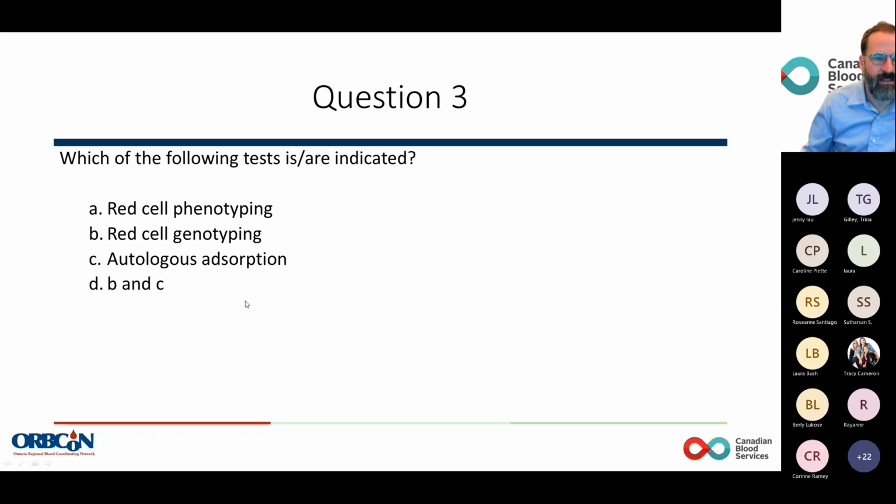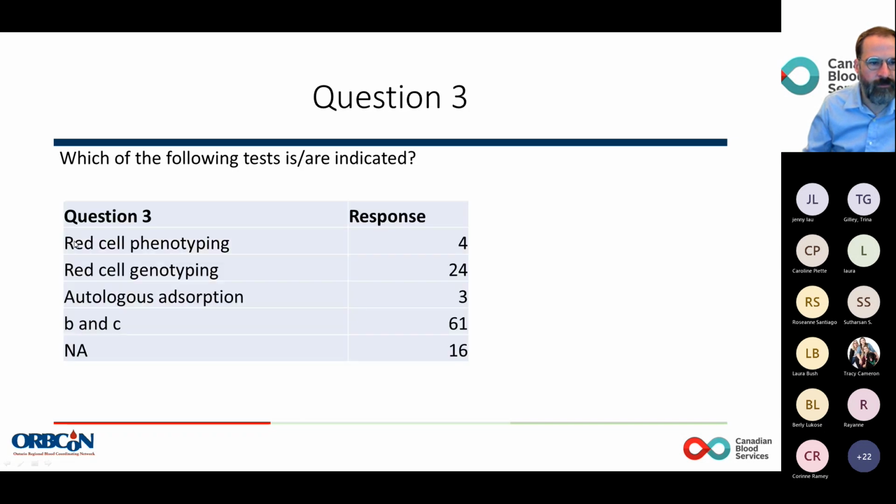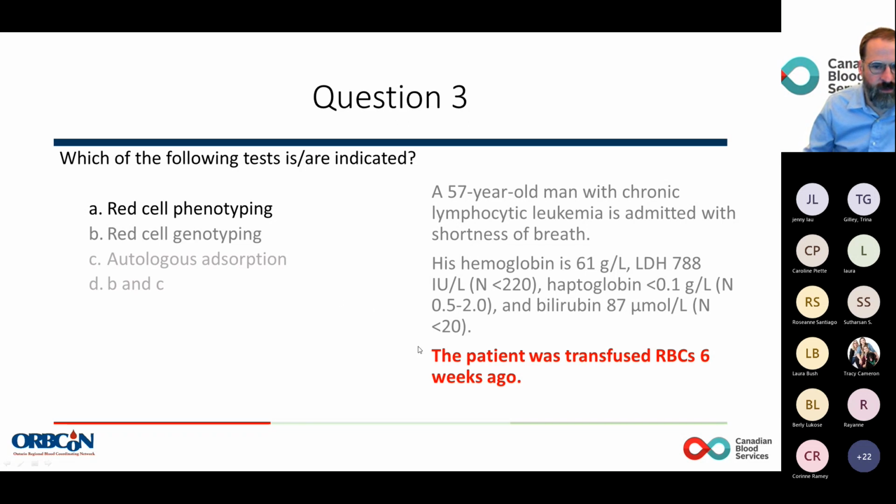Question 3, which of the following tests are indicated for this patient? So again, we've got a patient who has evidence of an autoimmune hemolytic anemia and has previously been transfused. We have options here: red cell phenotyping, red cell genotyping, autologous adsorption, and then both B and C, which would be red cell genotyping and autologous adsorption. Important to emphasize here that the patient was transfused RBCs 6 weeks ago. So autologous adsorption wouldn't be a very good option in this patient because of the history of transfusion.